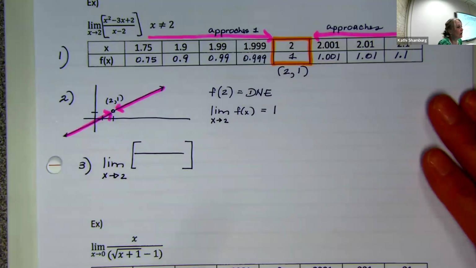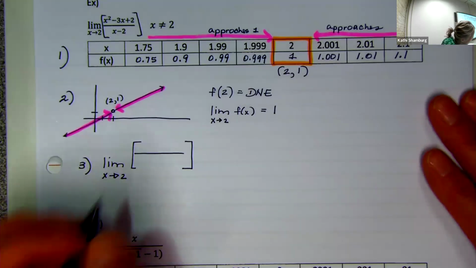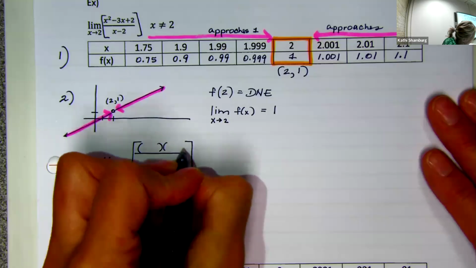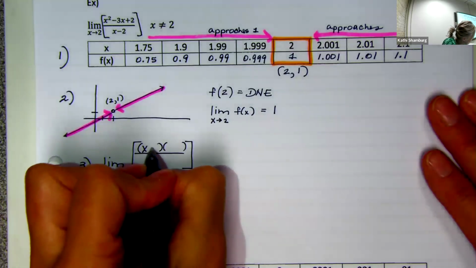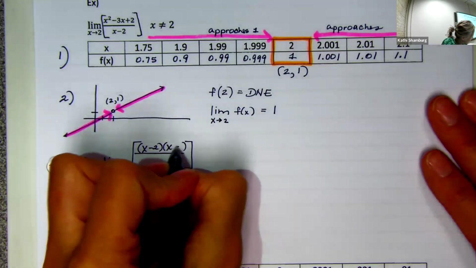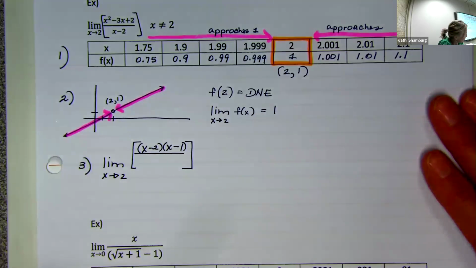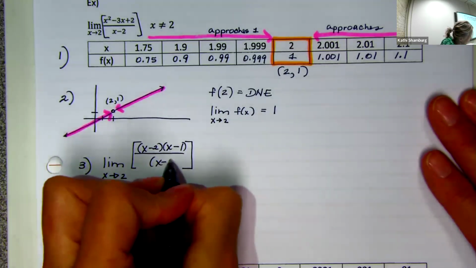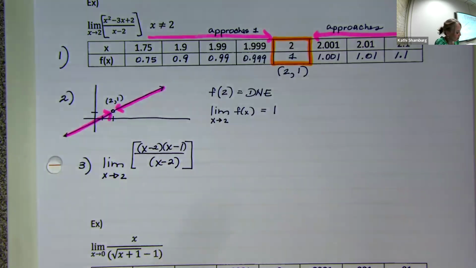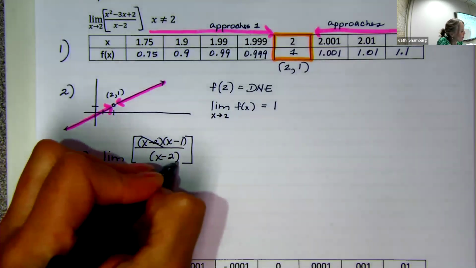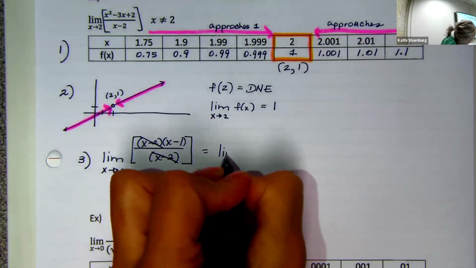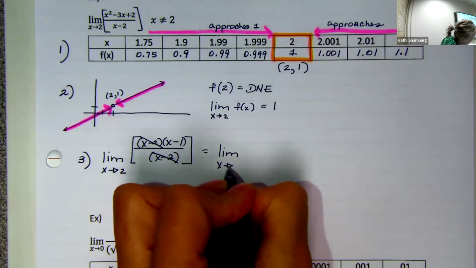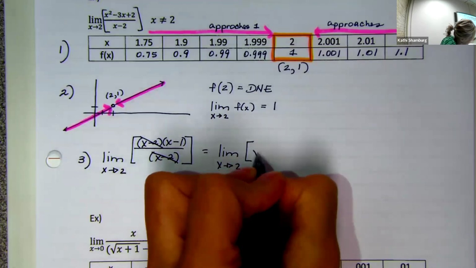With a trinomial where the leading coefficient is 1, we ask ourselves, what two numbers multiply together to give you +2 and add together to give you -3? That would be -2 and -1, so (x - 2)(x - 1). That denominator is x minus 2. Now, why is that helpful? Because that will cancel that denominator. So now we have the limit as x approaches 2 for just x minus 1.